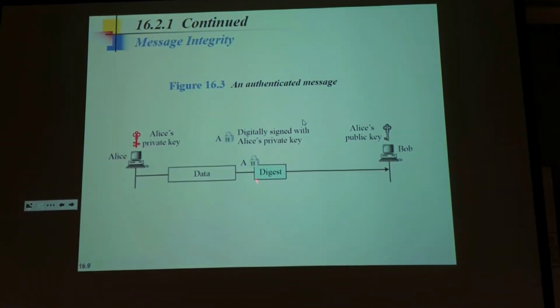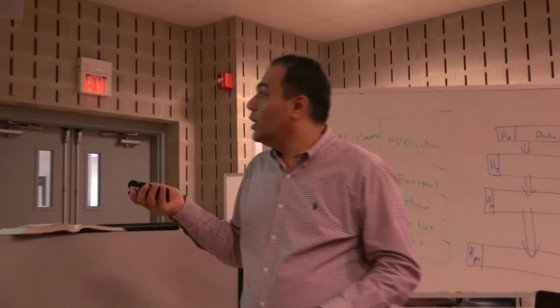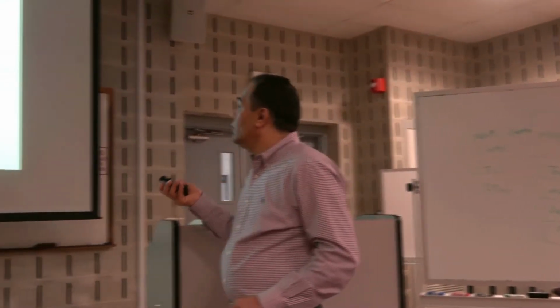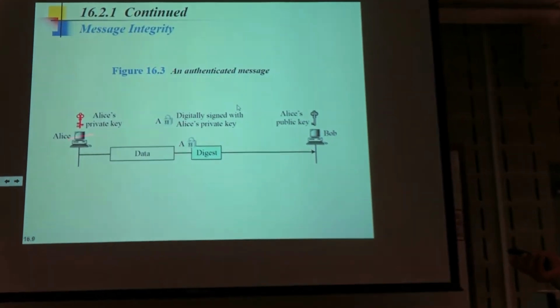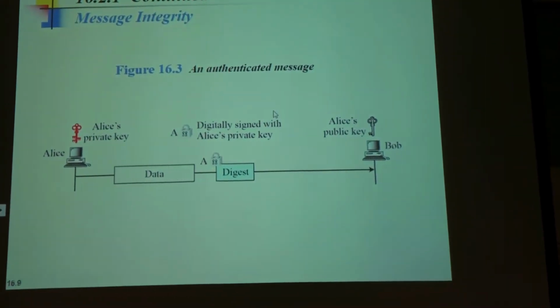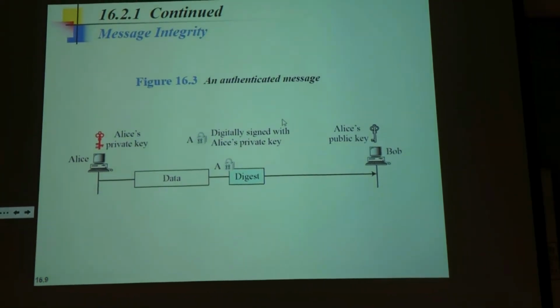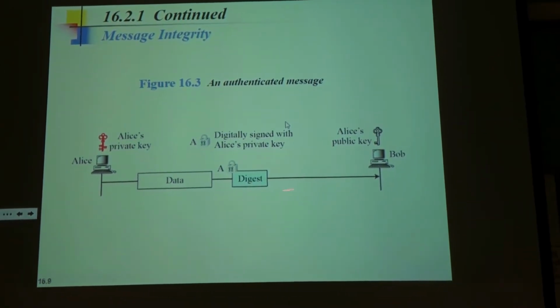So I don't need to keep the data protected. I can encrypt the digest itself, which is a small packet, small data. With what? It's digitally signed with Alice's private key. So Alice will sign it with her private key, right? It will be received by Bob. Bob has Alice's public key, so he could check.